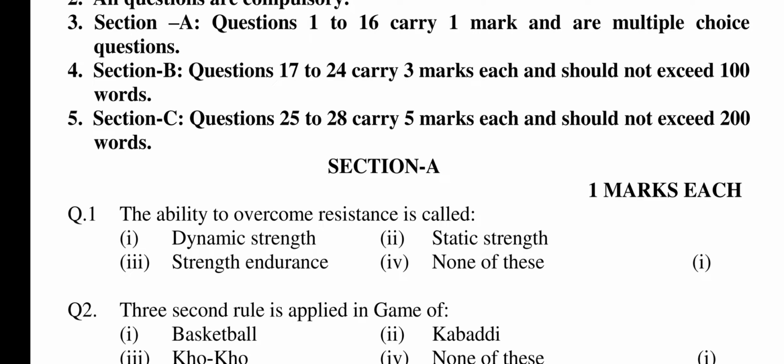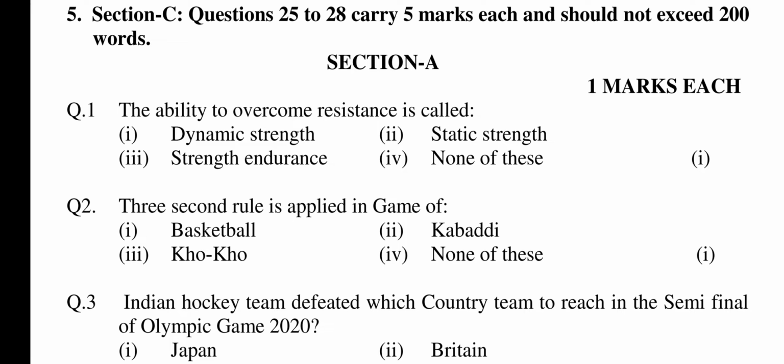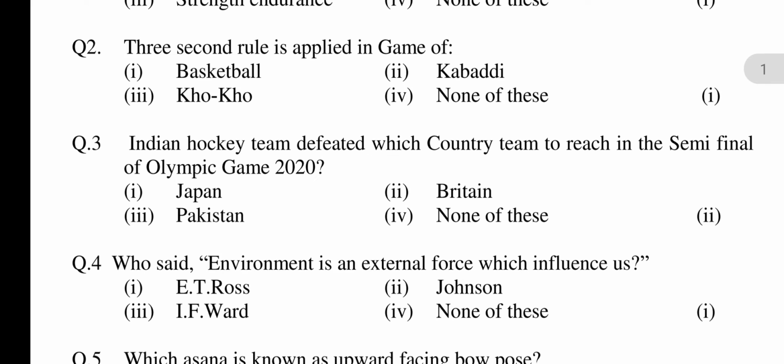Question number 1, the ability to overcome resistance is called: option first dynamic strength, second static strength, third strength endurance, fourth none of these. Answer is option first, dynamic strength. Question number 2, 3-second rule is applied in the game of: option first basketball, second kabaddi, third kho-kho, fourth none of these. Option first, basketball. Question number 3, Indian hockey team defeated which country's team to reach the semi-final of Olympic Games 2020? Option first Japan, second Britain, third Pakistan, fourth none of these. Answer is option second, Britain.